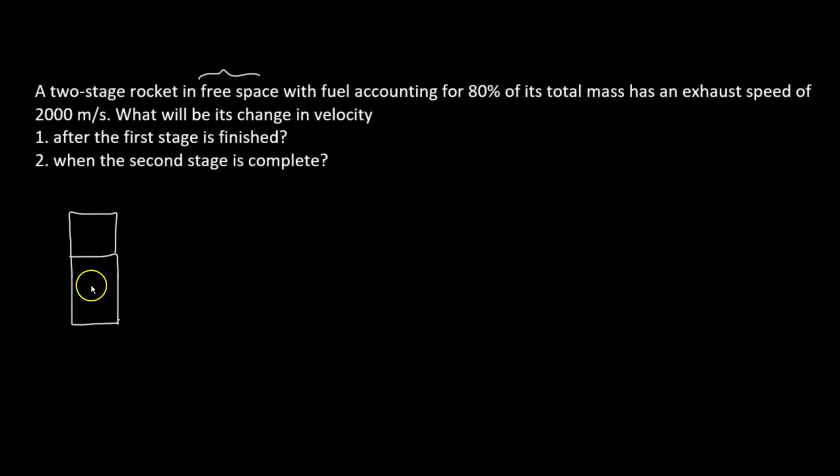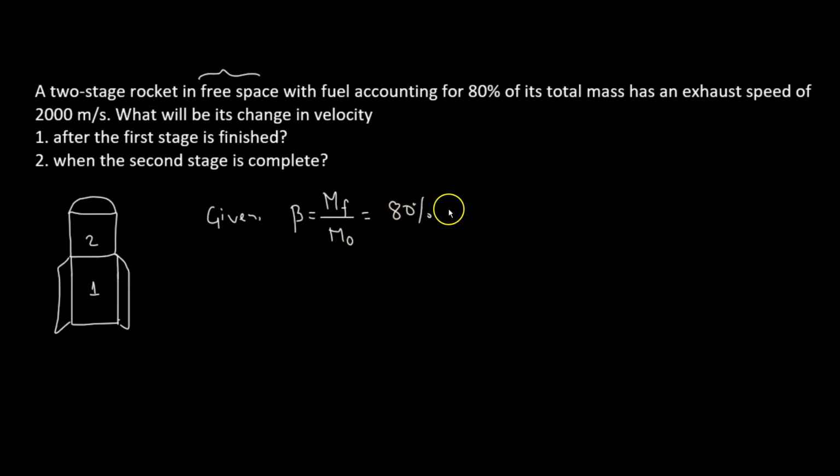Let's say this is a two-stage rocket. This is stage 1 and this is stage 2, and there's a payload. Here we are given the value of beta, which is the fuel mass divided by the total mass of the rocket. That value is 80%, so we have 0.8. The exhaust speed of the rocket is given as u equals 2000 meters per second. Now we need to find the change in velocity after the first stage is finished.